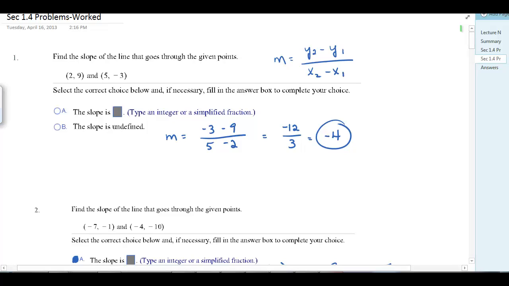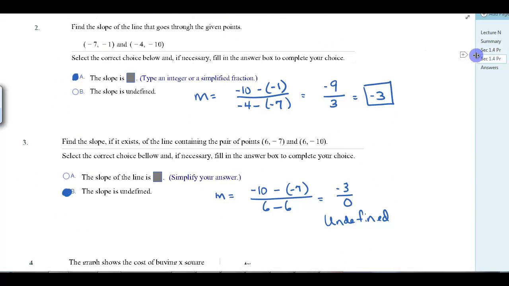Number 1, find the slope of the line that goes through the given points. And I've reminded you of the formula right here, y2 minus y1 over x2 minus x1. It doesn't matter which one you designate as your 1s and your 2s. I usually start this way. This is x1, y1, x2, y2, but it doesn't matter. You could do that backwards. But if we do it this way, we have negative 3 minus 9 over 5 minus 2. That's negative 12 over 3, so our slope is negative 4. We would choose this, and we would fill this in with our negative 4.